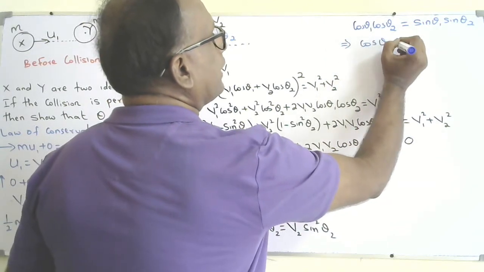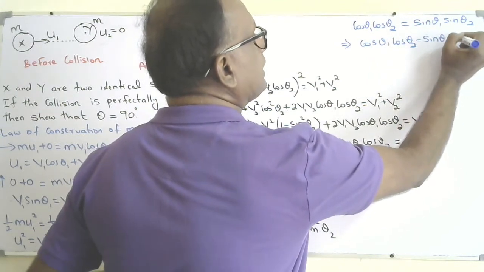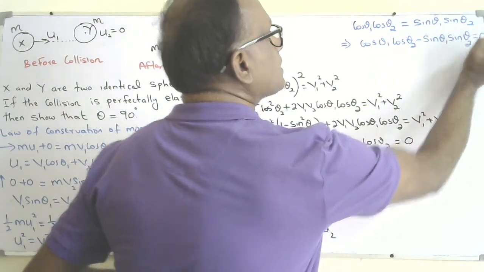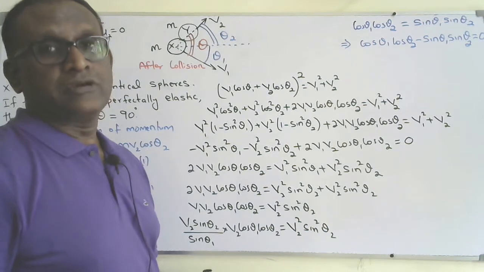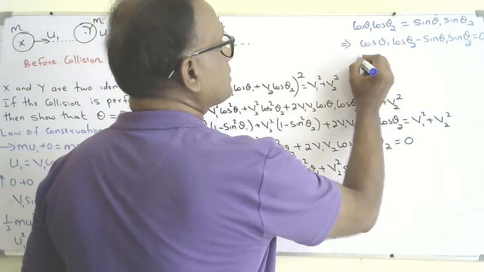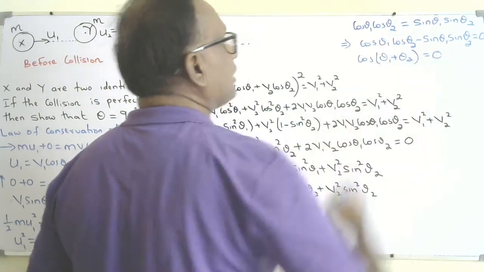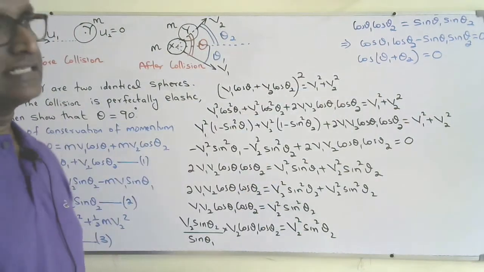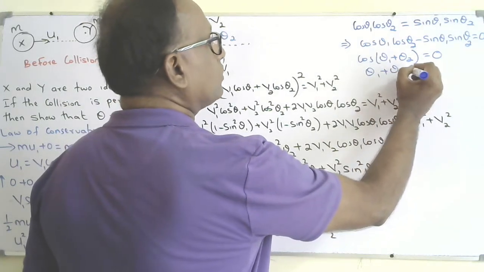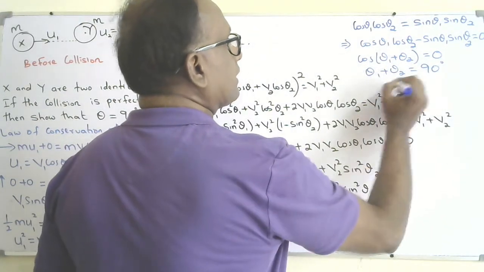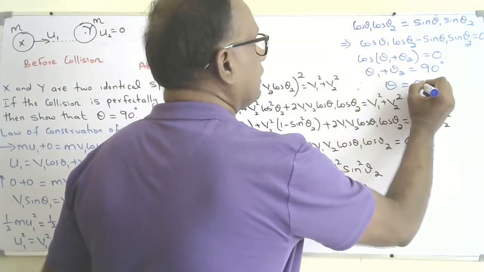That means cos theta 1 cos theta 2 minus sine theta 1 sine theta 2 equal to 0. So you know that cos A cos B minus sin A sin B equal to cos(A plus B). So this will be cos(theta 1 plus theta 2) equal to 0. So solve this equation. You know, take inverse cos, that is theta 1 plus theta 2 equals cos inverse 0, 90 degree. That is theta 1 plus theta 2 equal to theta. So therefore theta equal 90 degree.